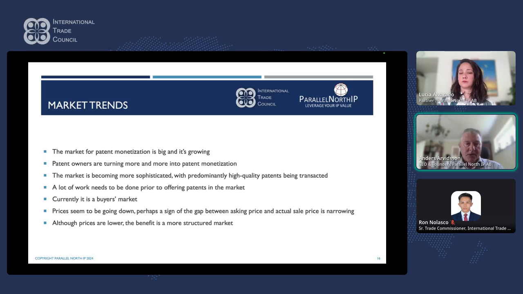And as you can understand, there is a lot of work that needs to be done prior to putting the patents to market in order to avoid any questions or issues that may occur later on when you're closing the deal. You can also understand that there are a lot of patents on the market and fewer being sold. So it is a buyer's market, and it's also very difficult to penetrate the buyers. That's why you can see that there is a need for a middleman as well.